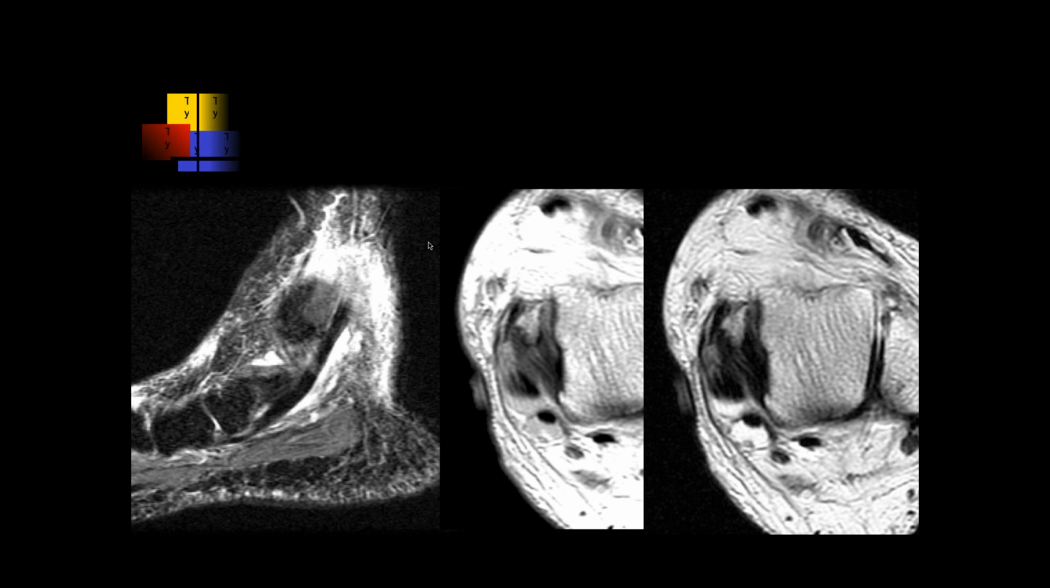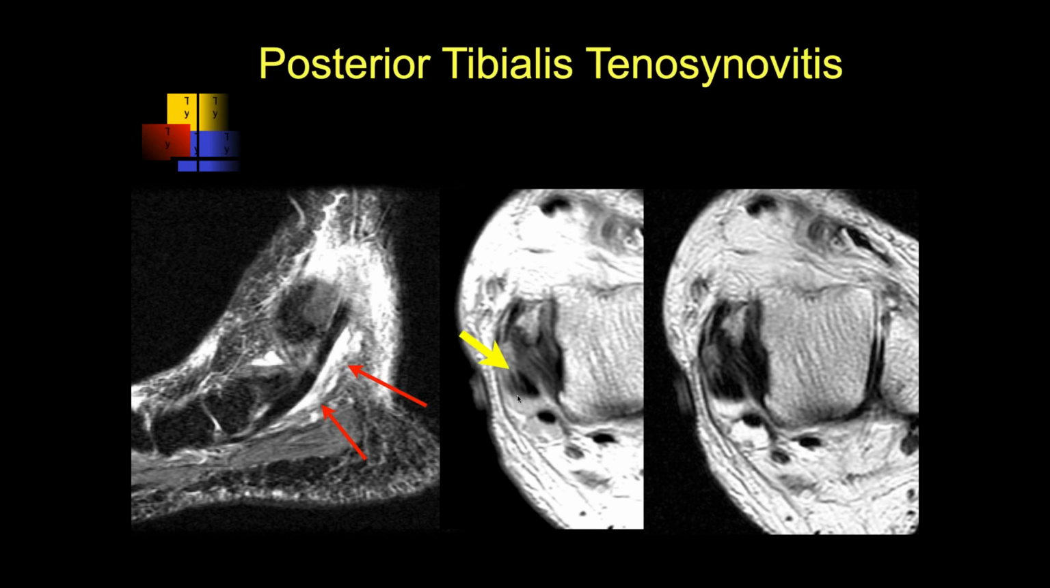Okay. Ashley, what do you think of this one? So we're looking at the posterior tibialis here. There's a lot of edema or fluid, I would say, along the tendon sheath there, and there's some increased signal within the posterior tibialis tendon, and I think this is some tendinosis and tenosynovitis maybe.